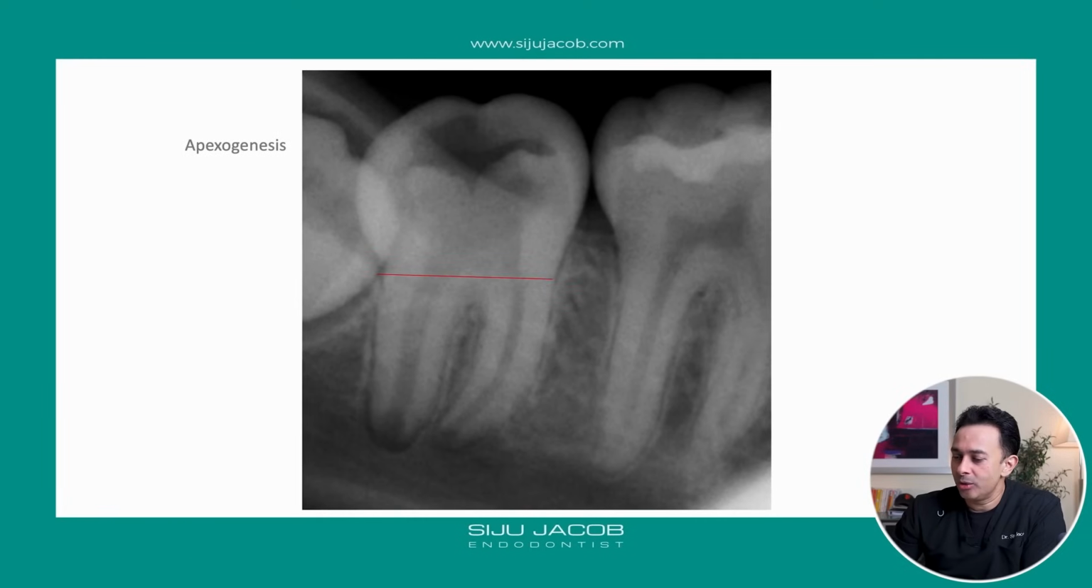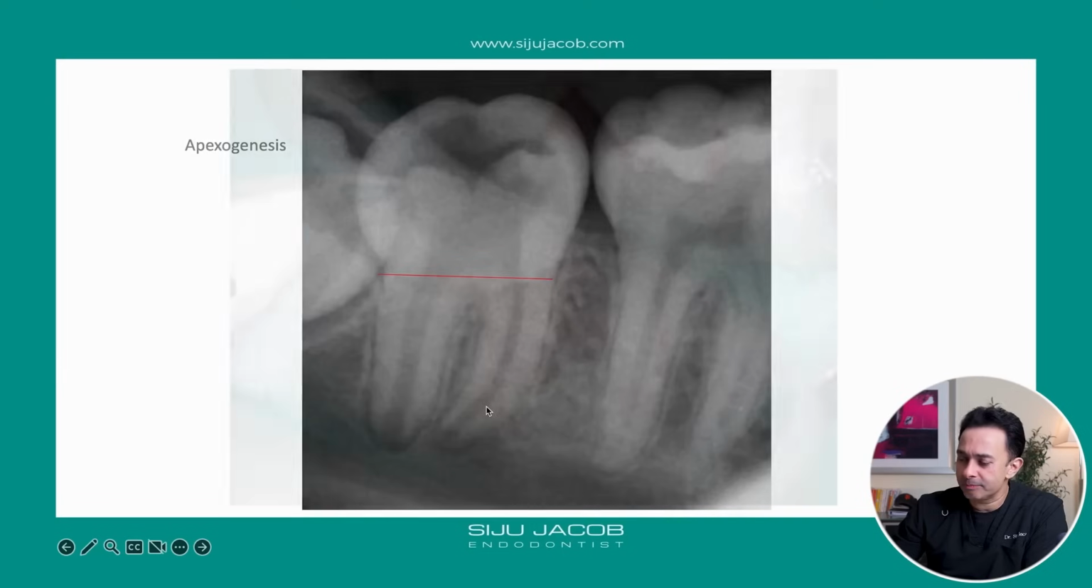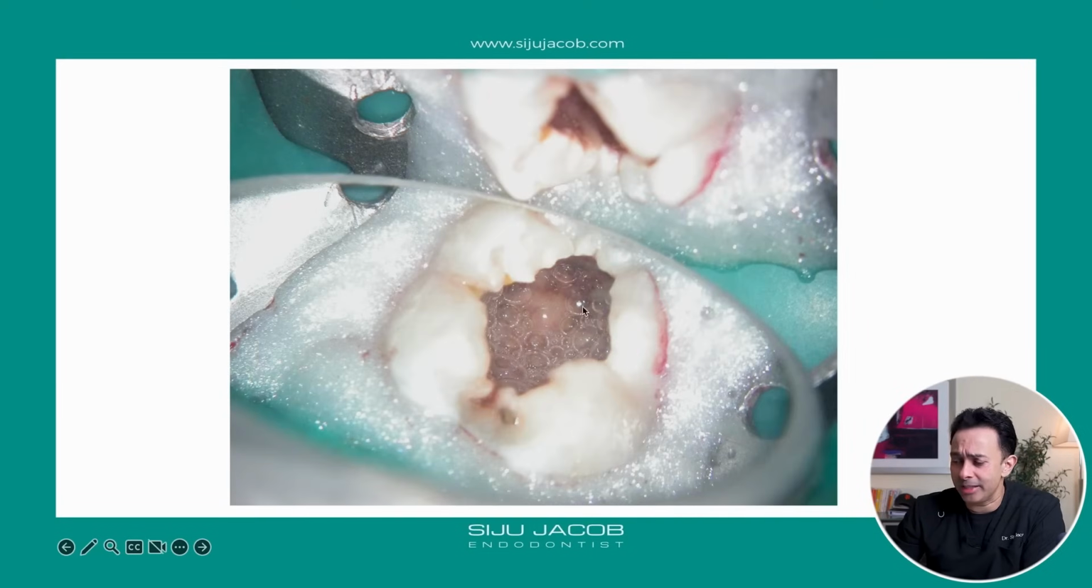So let's look at this particular case where the patient turned up with acute pain. Our goal here is to do apexogenesis by removing the pulp till here, leaving the apical part of the pulp, the radicular part of the pulp, and then sealing the coronal part, and hopefully the apical part will continue to grow. This is the goal. So this is how the clinical scenario is. And you see very soft decay.